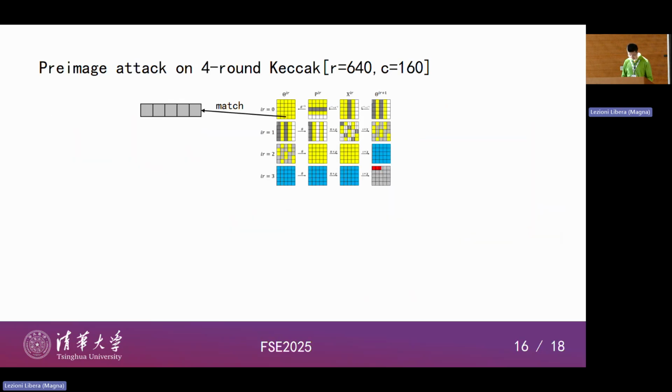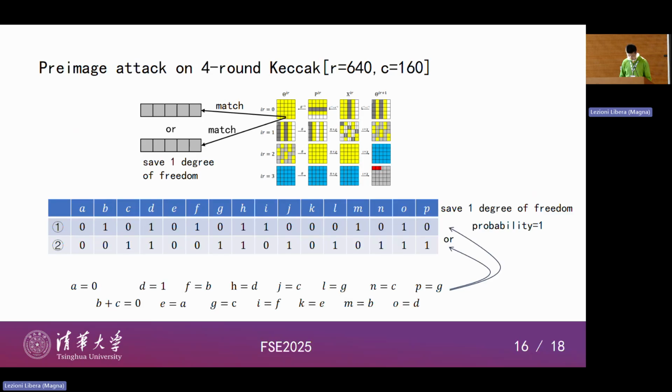Second, consider the matching of the starting state. We select two candidates for the previous message block so that one more degree of freedom can be saved. Here is an example. Suppose we have a 16-bit capacity. We can add 15 linear equations so that 16 bits are restricted among these two options.